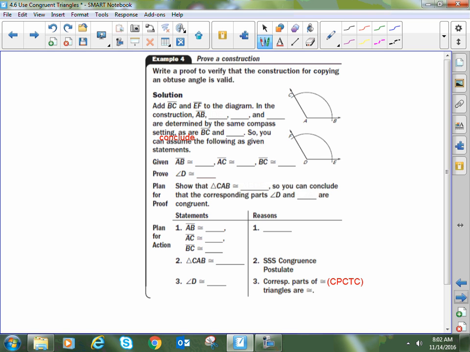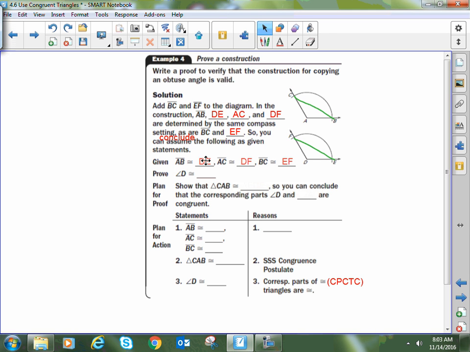It's telling you to add segment BC. I don't think I put those in there, so let's just go ahead and draw them in. Add BC and add FE. What we're looking at here really is going to be an isosceles triangle. By making isosceles triangles, we're able to show that the triangles must be congruent by side, side, side.